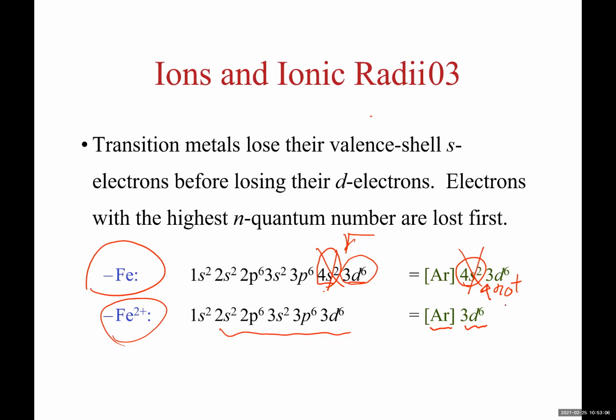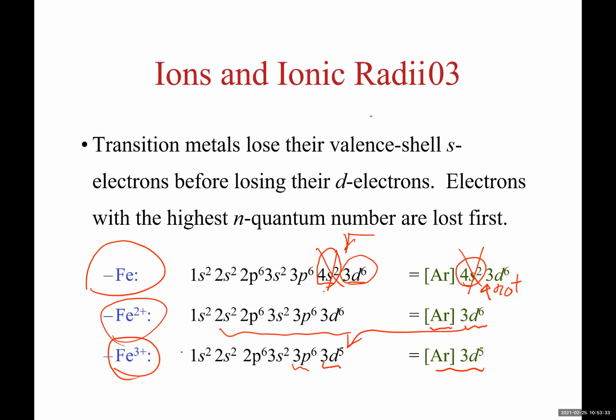Can you guess what would happen now if Fe+2 is going to lose 1 more electron? Which subshell is going to lose an electron? Look at this, it's losing 1 electron from 3d, because 3d electrons have more energy than 3p. So this is the electron configuration of iron+3, which is argon, and 3d has got 5 electrons.